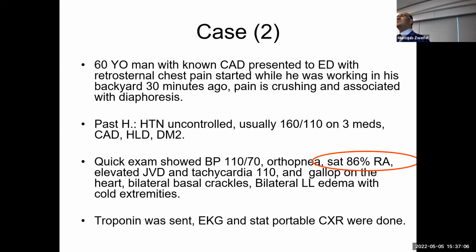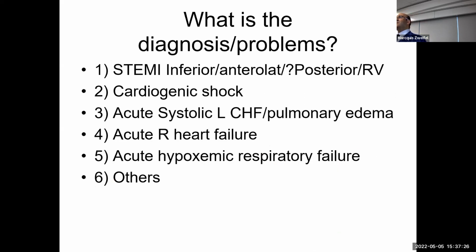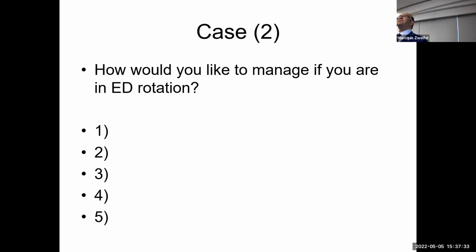Great. So this is what we have: acute hypoxemic respiratory failure. EKG shows acute MI. Patient has hypotension compared to his baseline, so he's probably in cardiogenic shock, and tachycardic with cold extremities, so he's in shock. Has gallop, bilateral basal crackles. X-ray shows pulmonary edema, so he has left-sided heart failure. JVD and bilateral lower extremity edema. So this patient has all these problems that we talked about. Make sense? Let's manage him.